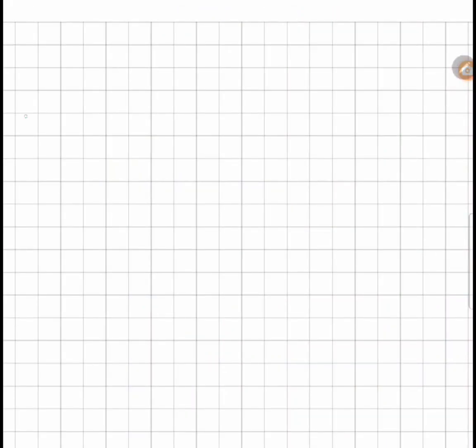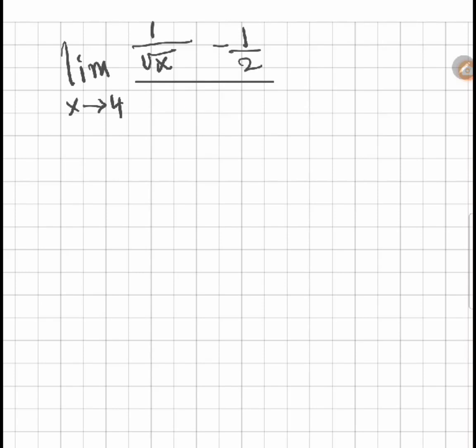Now let's look at this example. What is the limit as x approaches 4 of the expression 1 over square root x minus 1 over 2 divided by x minus 4? So this time, we have a complex fraction with radicals. That means we need to multiply the top and the bottom not only by the common denominator, but also by the conjugate. But let's start with the common denominator.